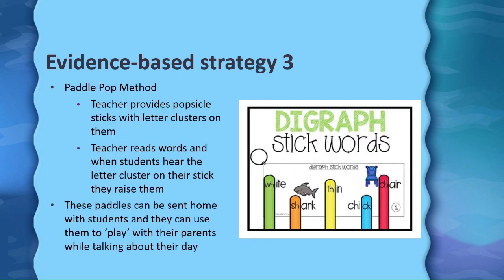Our third evidence-based strategy is the paddle pop method. In this one, as shown on the right, the teacher has popsicle sticks with letter clusters on them, and when the teacher reads a word, if the student hears the letter cluster, then they hold up the stick with the letter cluster on it. So for example, for the letter cluster sh, the teacher can say chair, and the students wouldn't hold up the popsicle stick. But then when she says shark, then they would hold it up.